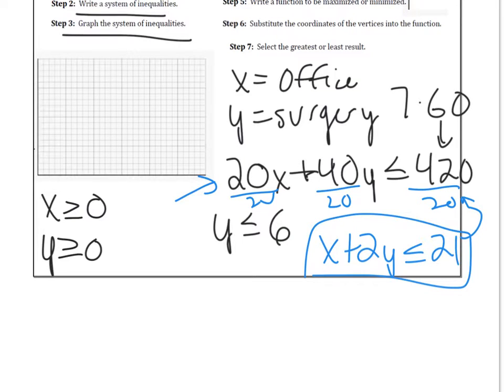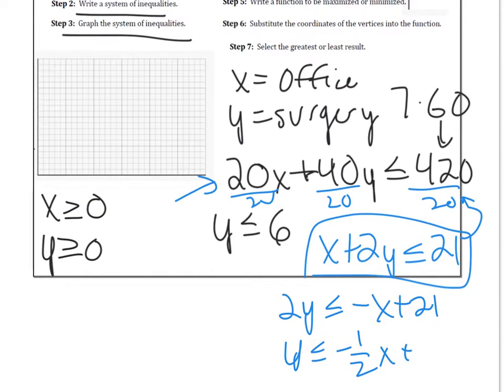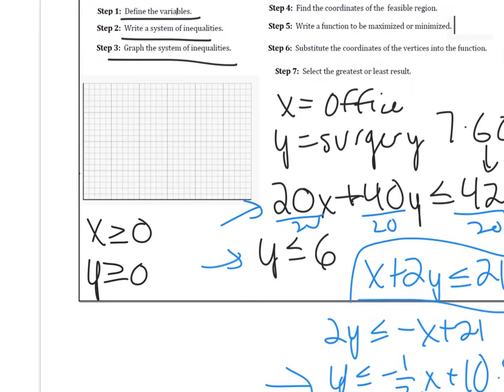If I was going to do a little bit more algebra, I can solve for y. So that'll be 2y less than or equal to negative x plus 21. Y less than or equal to negative 1/2 x plus 10.5. That I can graph. This I can definitely graph. Now I'm starting to get an idea what this is going to look like.